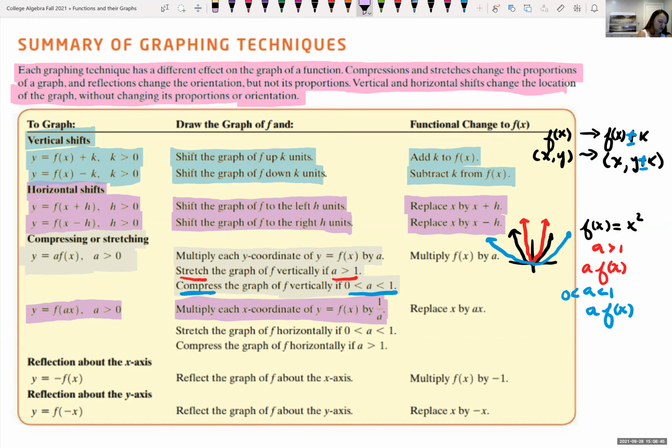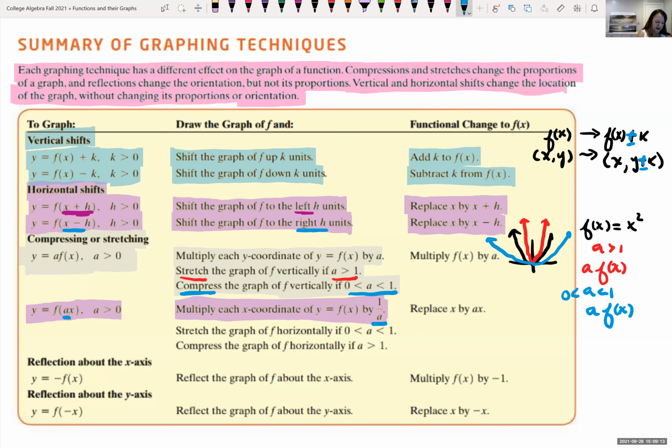Same thing with our horizontal shifts. When we added an h inside, this actually moved it to the left instead of the right, whereas if we subtracted h inside, this moved it to the right h units. So going the opposite direction. Same thing here. If we multiply it inside, we're multiplying it by 1 over a, the reciprocal.